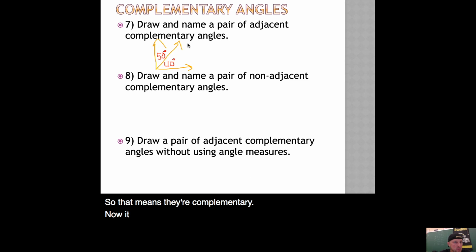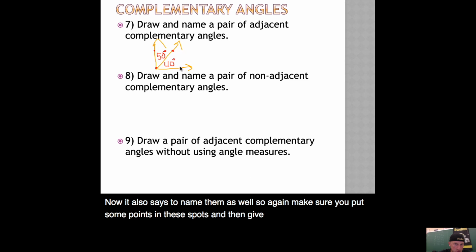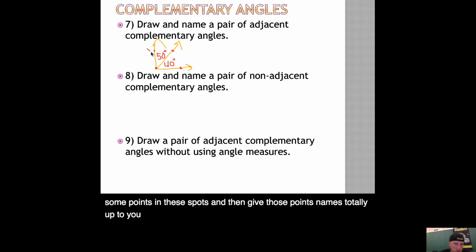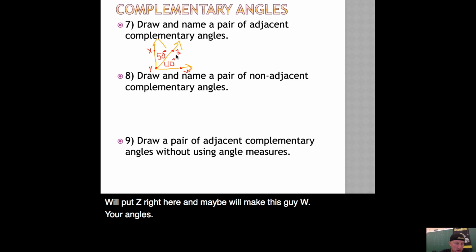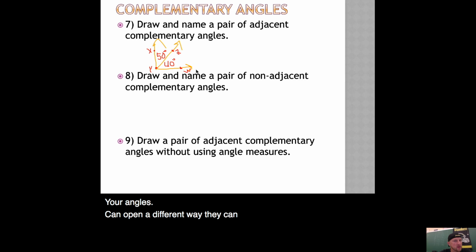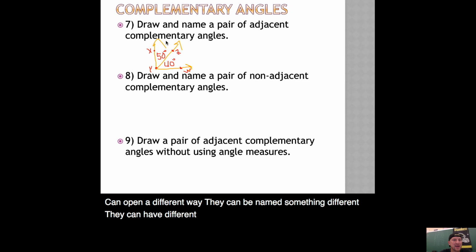Now it also says to name them as well. So again, make sure you put some points in these spots and then give those points names. Totally up to you what you call them. We'll say that's X. Y will be the vertex for all 3 angles. We'll put Z right here, and maybe we'll make this guy W. Your angles can open a different way. They can be named something different. They can have different measures as long as they add to 90 and as long as they're next to each other.